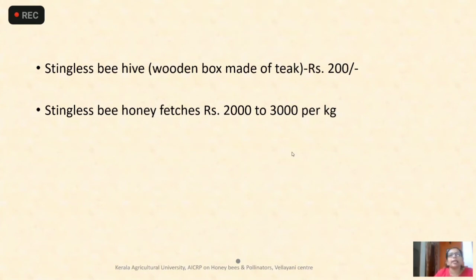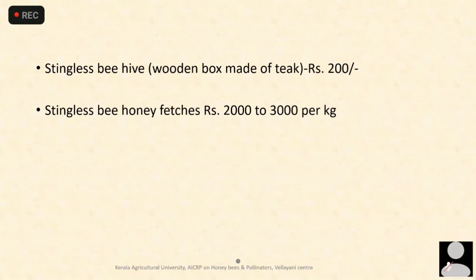Then in the case of the stingless beehive, actually it is very cheap and economic. You just want only one hive, that's a wooden hive made of good quality wood, teak, like that. It comes to only about rupees 200. And no need to go for purchasing the colonies because you can transfer the feral colony or the natural colony seen around your surroundings to these hives. Otherwise, it will cost about 2,000 rupees per colony.